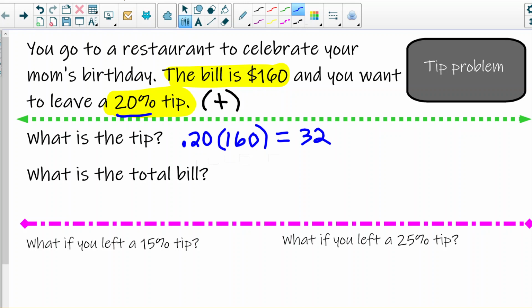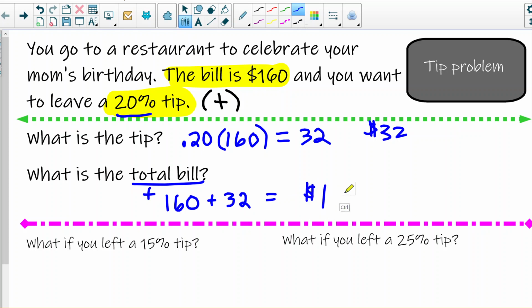So that means that the tip is $32, but I'm not done. The next question is, what is the total bill? Now, the word total should indicate to you that you are adding, but even if it didn't say total bill, you know that when we have a tip, we add it onto the bill. So our bill is $160, and we're going to add on the tip of 32. So that gives me a total bill of $192.